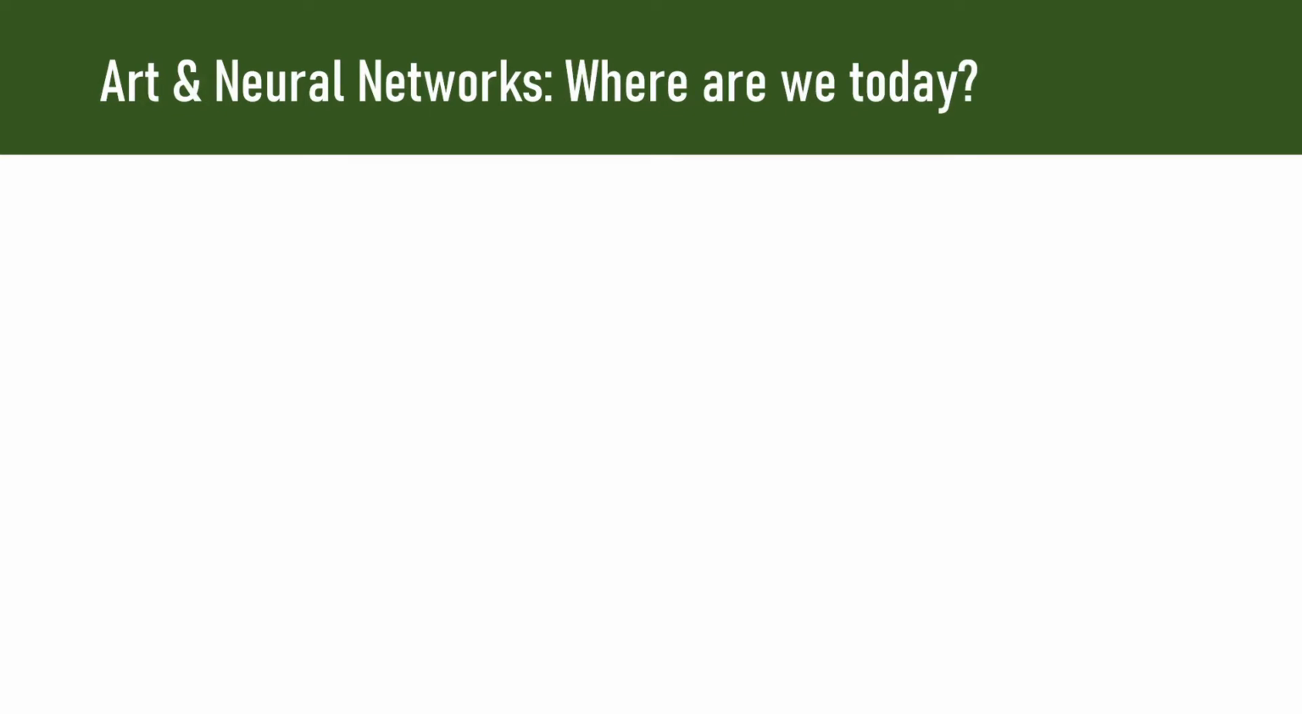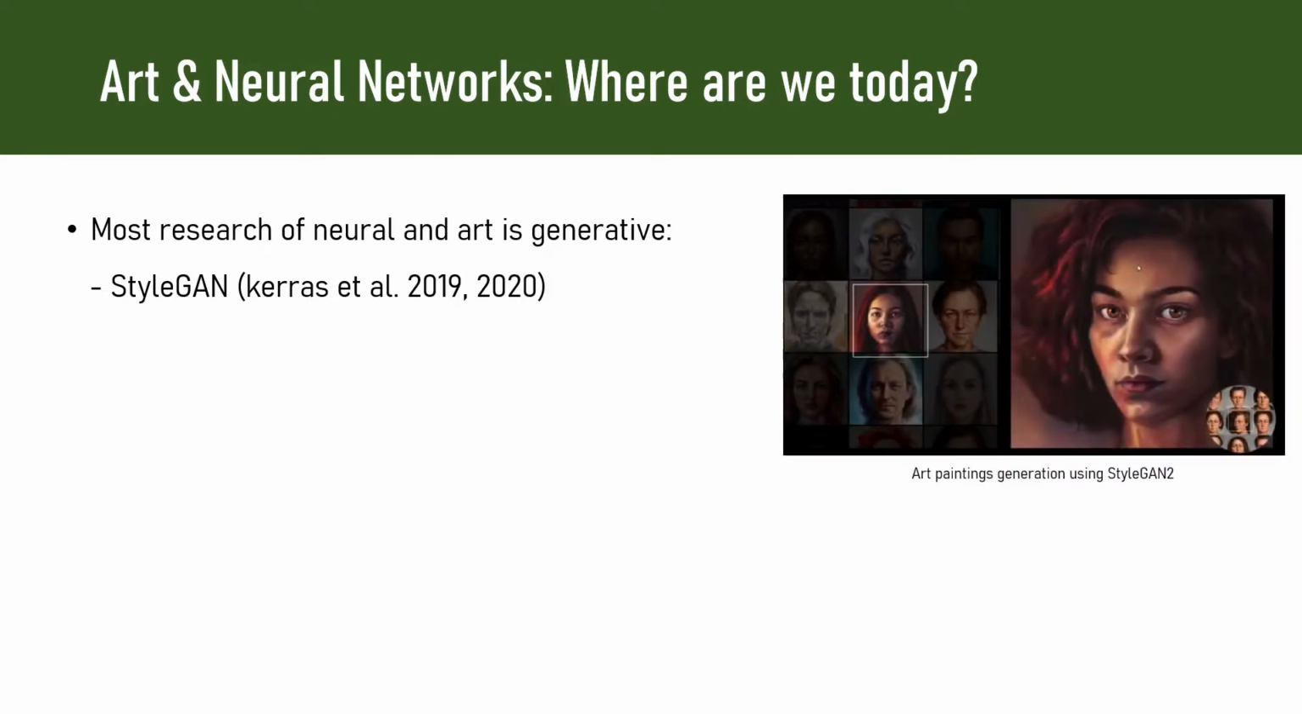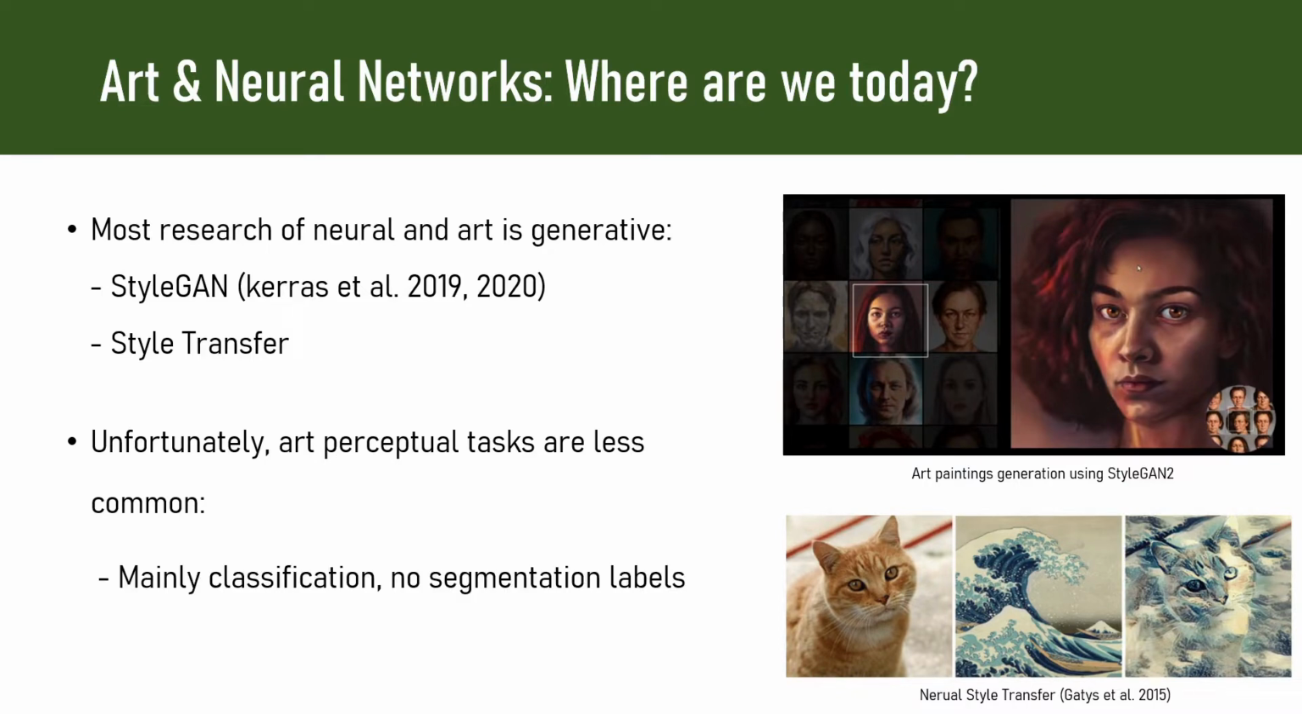When looking at current research of art and neural networks, we can see it's mostly dominated by generative models. Noticeable examples are StyleGAN, which can create artistic portraits of people, and many style transfer approaches, where a style of a painting is transferred to a photograph. Unfortunately, when it comes to perceptual tasks, we mostly see classification works. Additionally, we don't see too much attention to the deep and delicate difference between art styles.